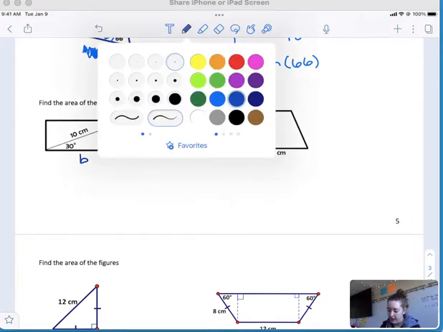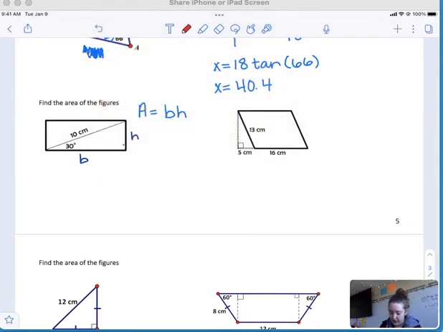So we know we have a 30, 60, 90 triangle in there since we have a little right angle right there and the 30-degree angle. So across from that 30-degree angle is my short leg right there.